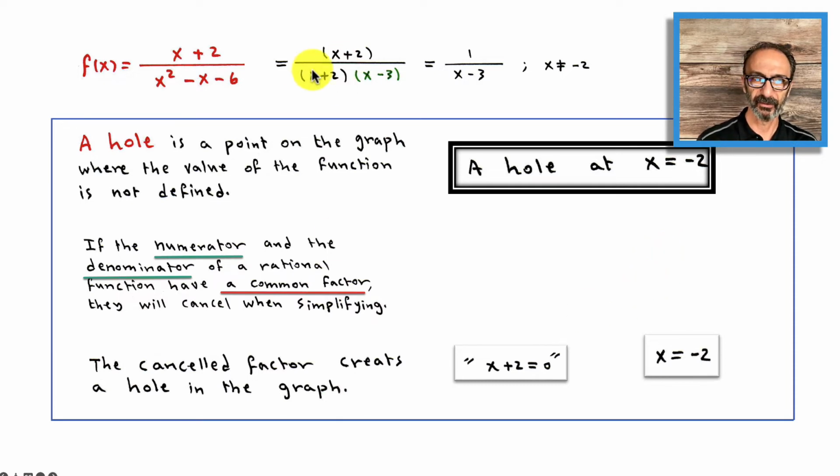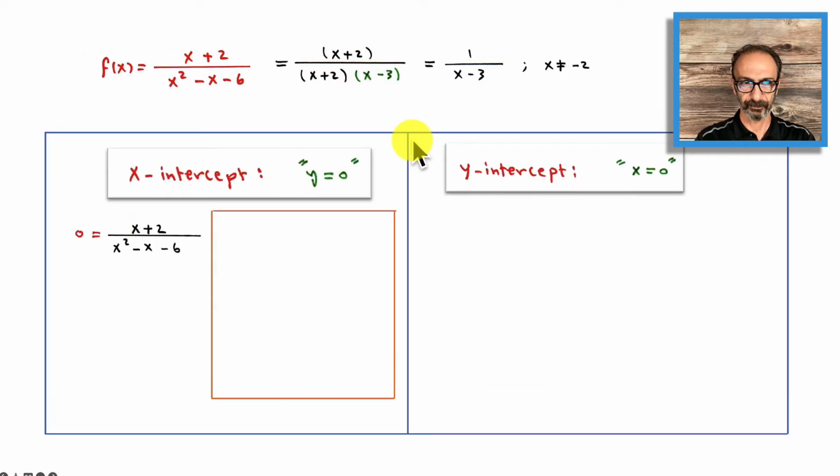We talked about the horizontal asymptote y equals 0 because of the degrees. We talked about the vertical asymptote coming from x minus 3. And now we're talking about a hole in the graph coming from x plus 2 as a common factor. A hole in the graph, a vertical asymptote. Moving on.